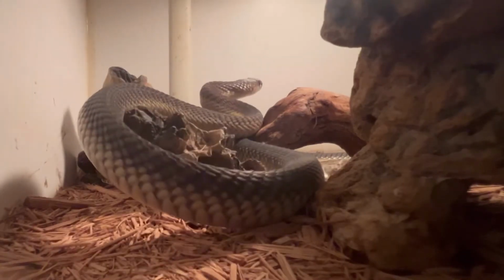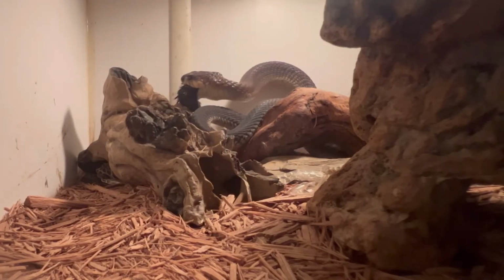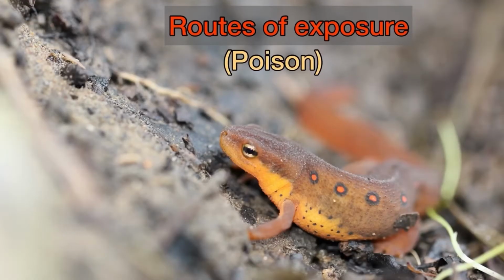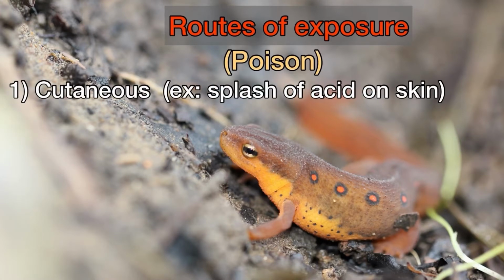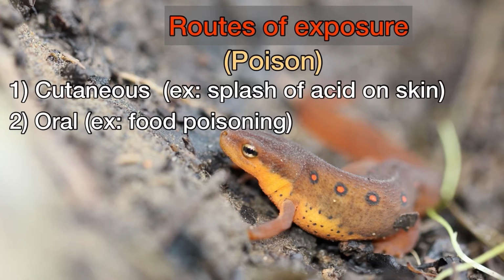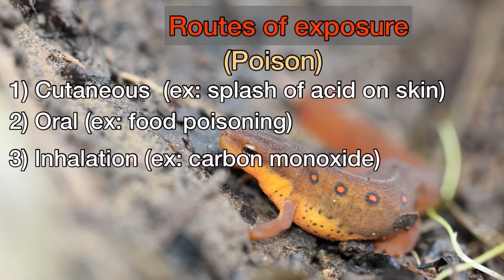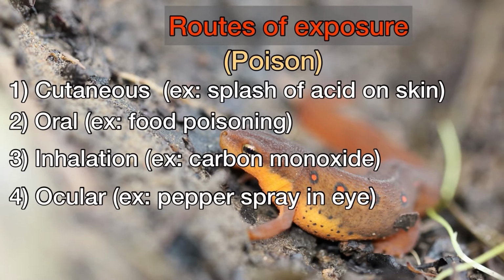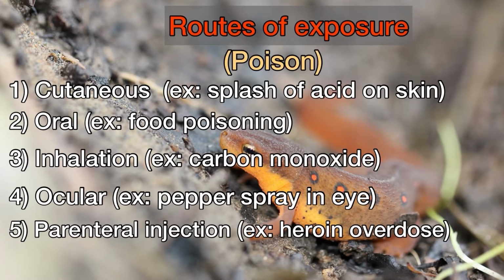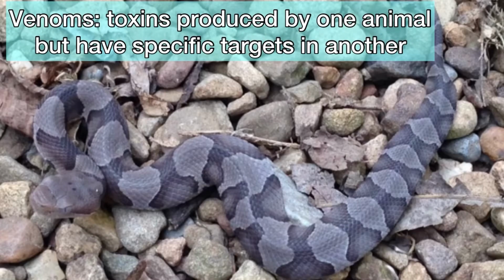Now let me give you some examples of the routes of exposure between venom and poison. For poisons, the routes of exposure include cutaneous, for example, a splash of acid on the skin; oral, such as food poisoning; inhalation, such as carbon monoxide poisoning; ocular, an example being pepper spray in the eye; parenteral injection, things like heroin overdose. Venoms, on the other hand, are toxins produced by one creature but have specific targets in another.